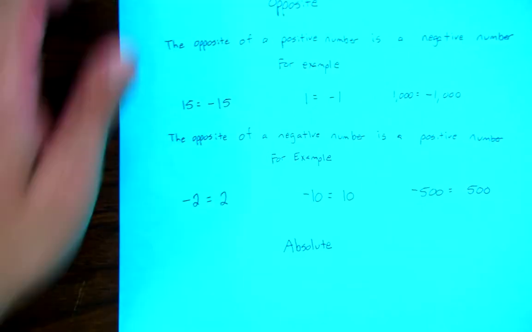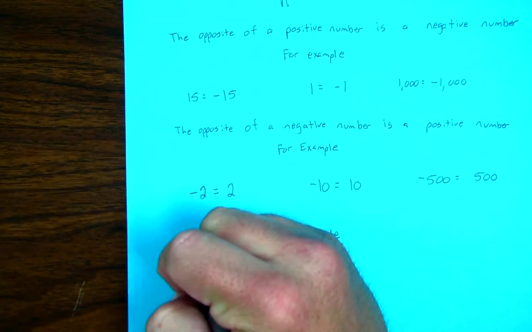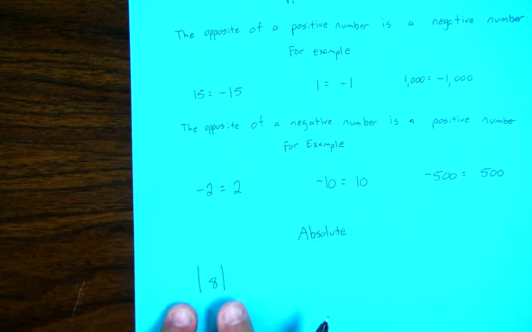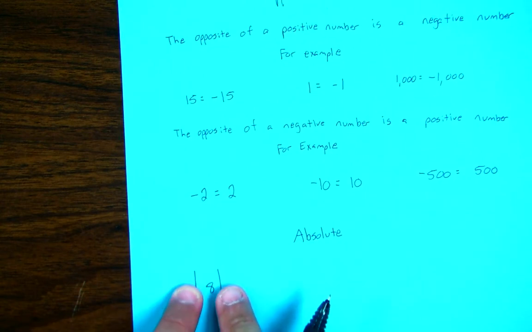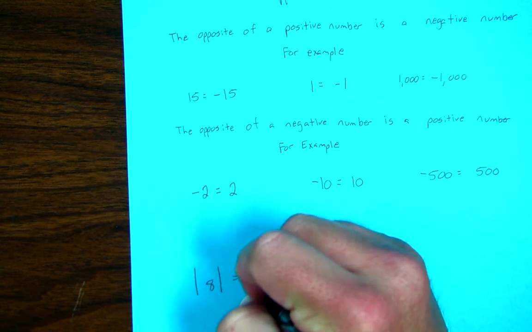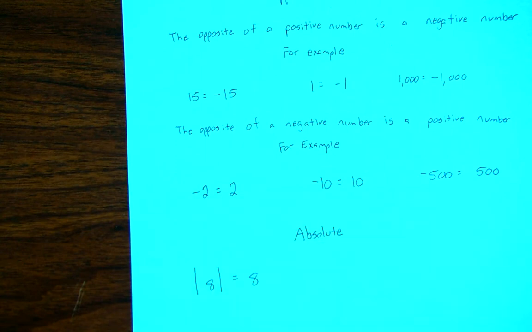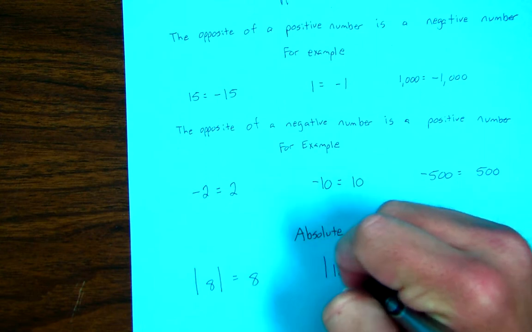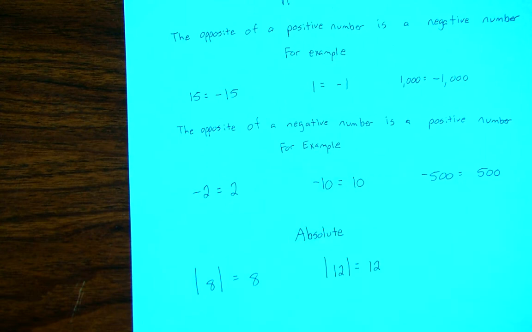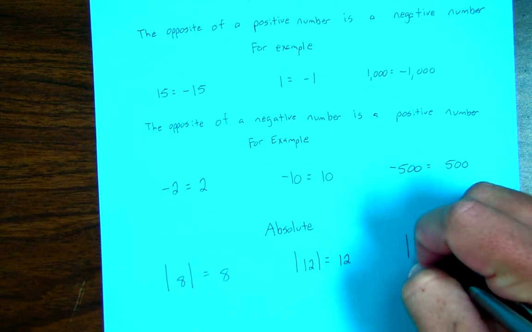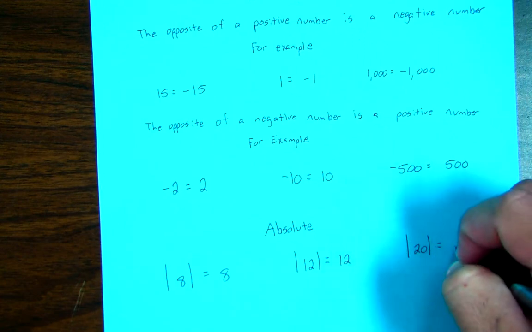Okay, this is what the absolute value looks like. You're going to have a number between these two little bars like so. The absolute value of 8 is just 8. The absolute value of 12 is 12. The absolute value of 20 is just 20.